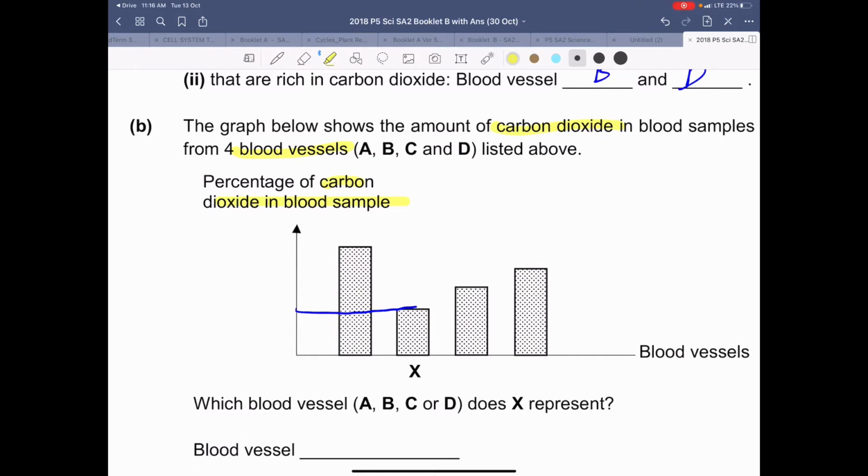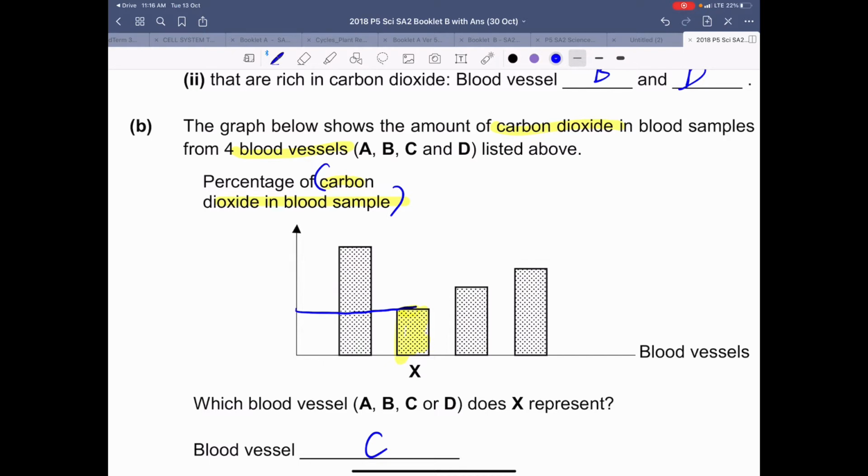And this is the residue I'm talking about. Okay? So X is actually C. So for this kind of question now, you need to be very careful. Okay? Is it carbon dioxide, is it oxygen they're talking about? And for blood vessels, they're always opposite one.